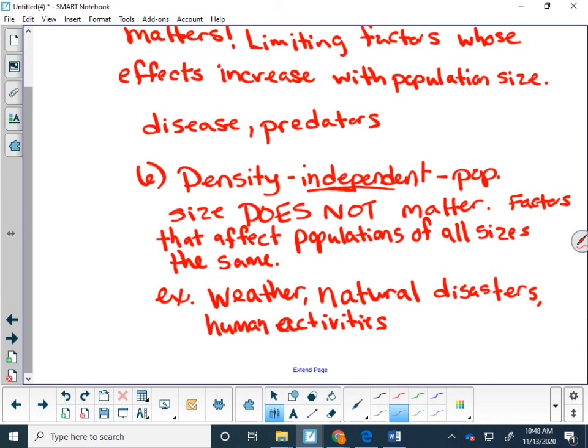So those are your 3 for density independent: weather, which can include temperature changes and changes in precipitation, natural disasters, and human activities. Those are your density independent factors. You've got to remember, it doesn't matter how many individuals are in the population. It's going to have the same effect regardless of population size.